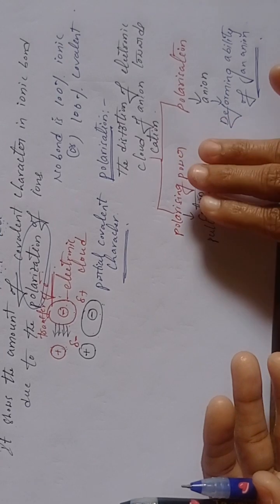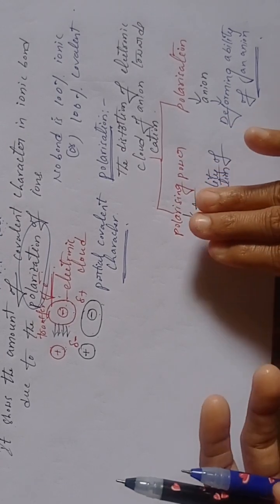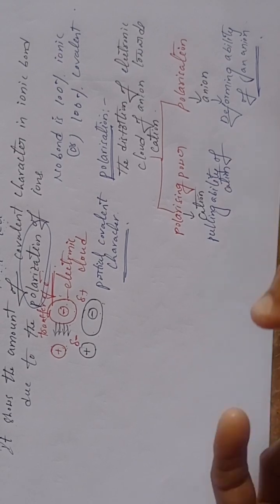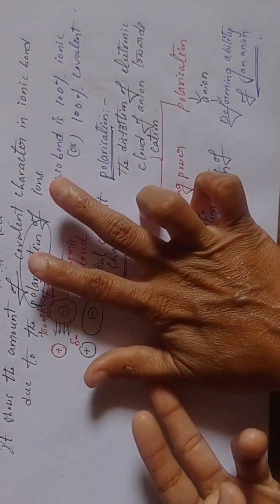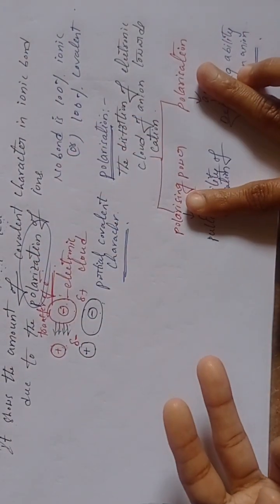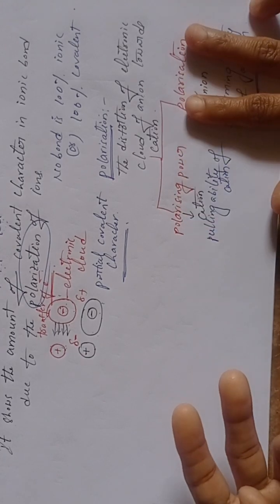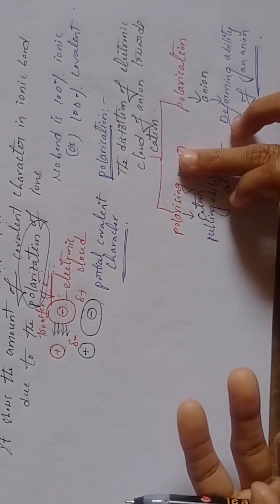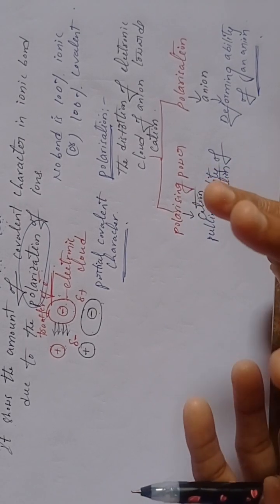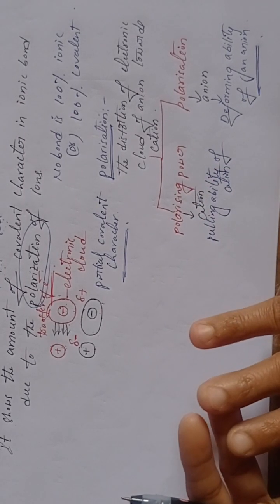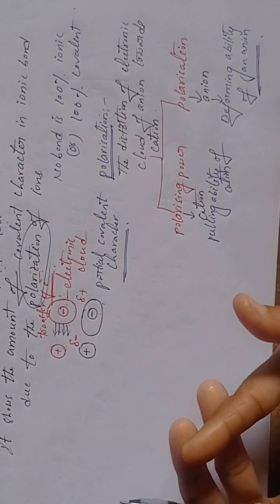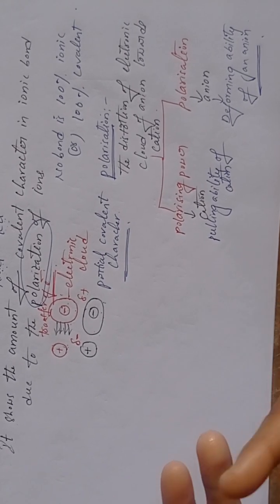Now we'll discuss the polarizing power. It is the property of the cation. Polarization of ions we can explain on the basis of two factors, polarizing power and polarization. Polarizing power depends on three factors: one is the size of the cation, another one is the charge of the cation, and the third one is the pseudo inert gas electronic configuration.